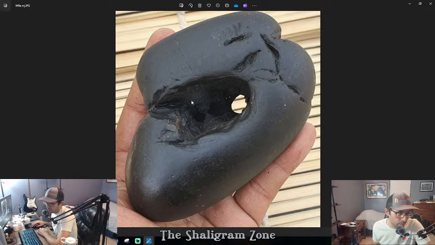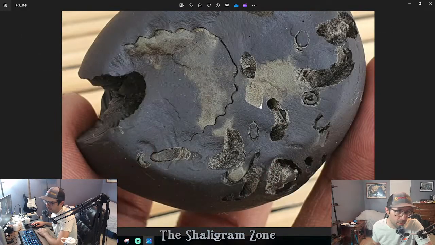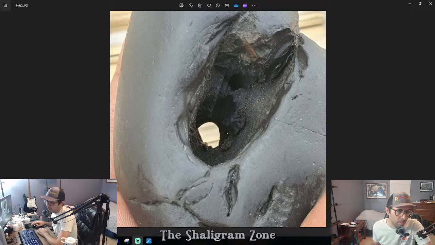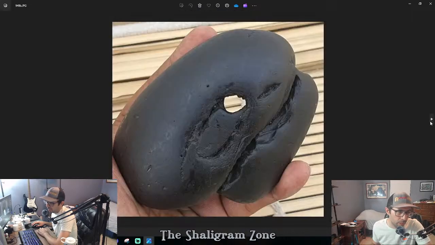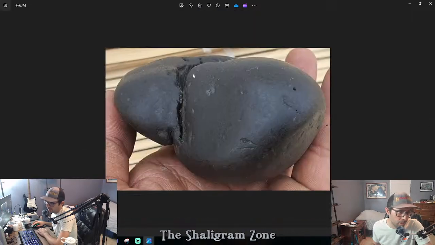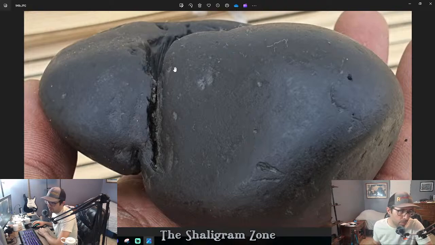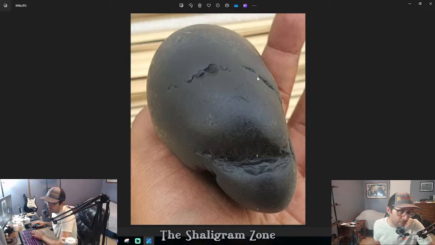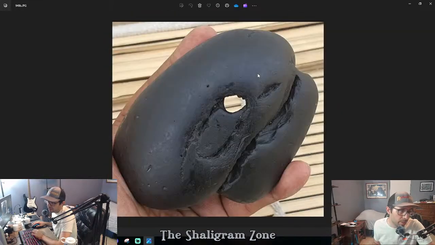These ribs lead into tiny ribs where it's like segmented. I thought that was interesting.